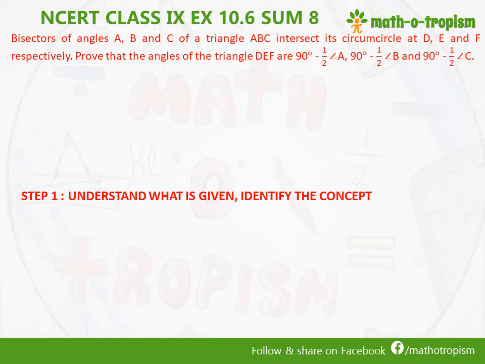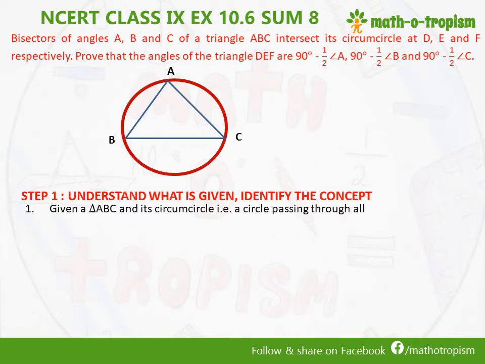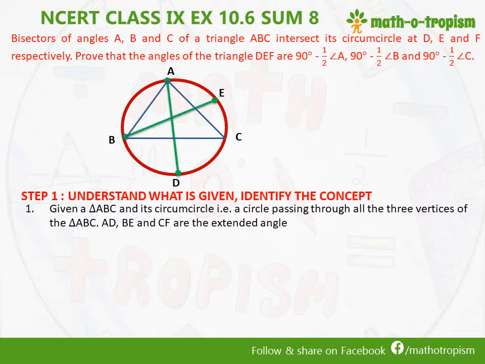Understanding what is given and identifying the concept, we have been given a triangle ABC and its circumcircle, that is the circle which is passing through all the three vertices. After drawing that, they are talking about the bisectors of the angles. So AD is the bisector of angle A, BE the bisector of angle B and CF is the bisector of angle C touching the circle.